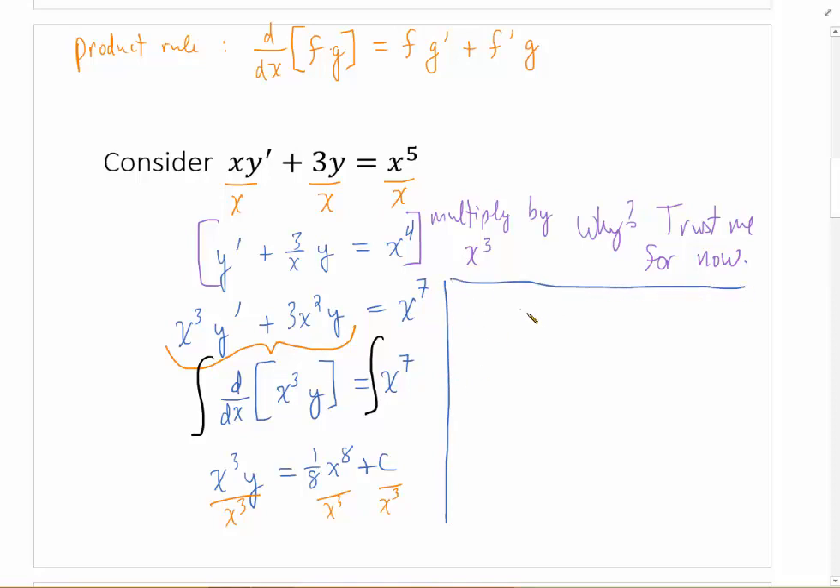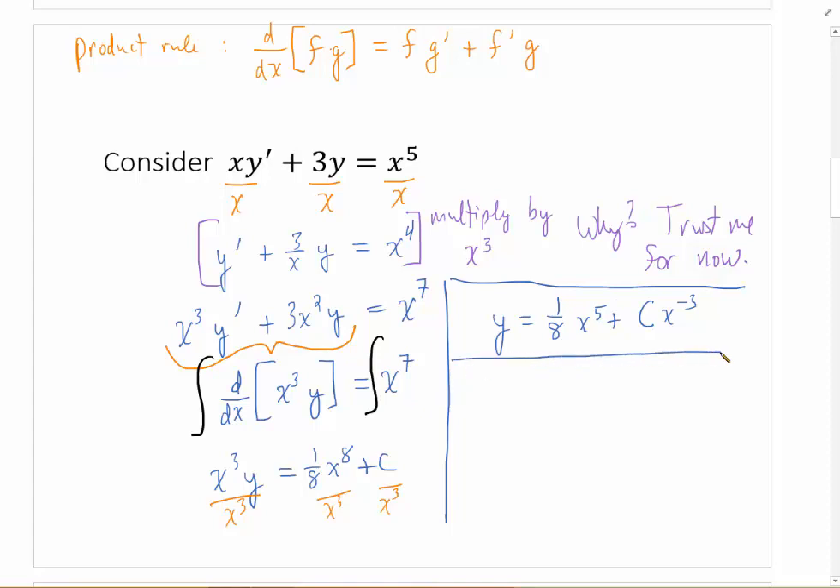And so then we end up with y equals 1/8 x to the 5th plus, let's say, I'll write that as c, x to the -3rd. There's the solution of the differential equation. And we can easily check this, right?